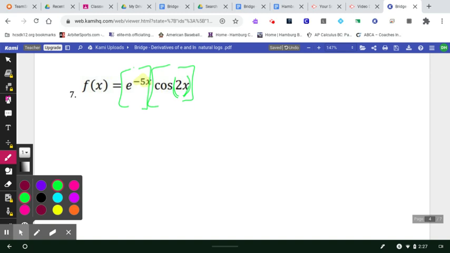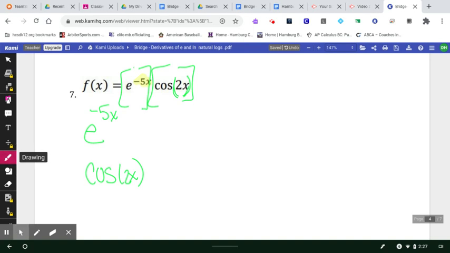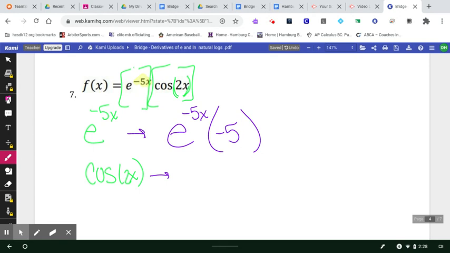So I'm just going to write both functions out. One function is e to the negative 5x, and the other function is the cosine of 2x. Those are my 2 functions that I'm finding the product between. If I derive e to the negative 5x, I get, leave it alone, e to the negative 5x times the derivative of my exponent, so times negative 5. If I derive cosine of 2x, that's my inside and my outside, I get negative sine of 2x times the derivative of the inside, times 2.